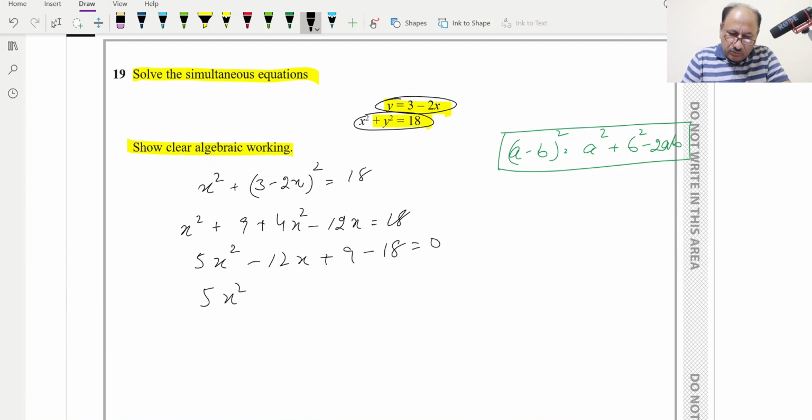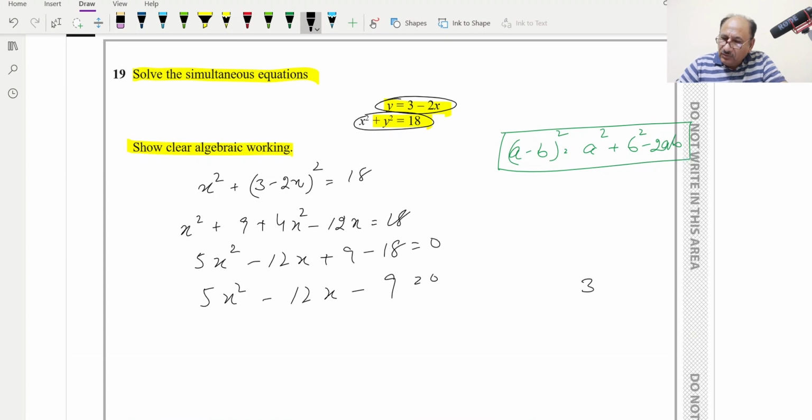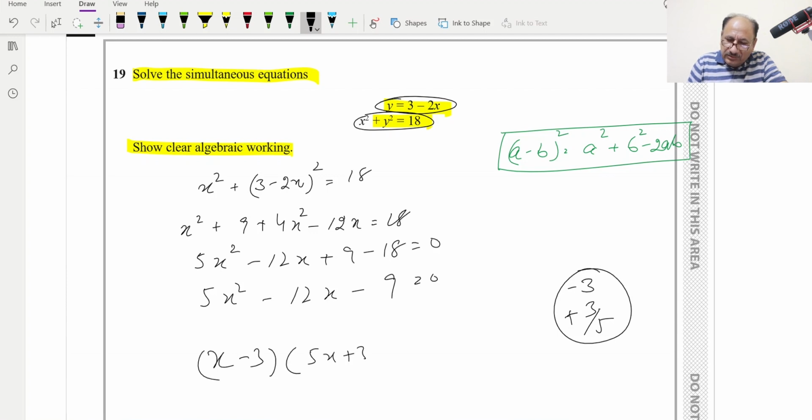This implies 5x squared minus 12x minus 9 is equal to 0, and we can factorize this one. For factorization, the coefficient of x squared is 5, the coefficient of x is minus 12, and the constant value is minus 9. So this will be equal to 3 and minus 3 over 5. We'll be using opposite signs, so it will be x minus 3 and 5x plus 3 is equal to 0.